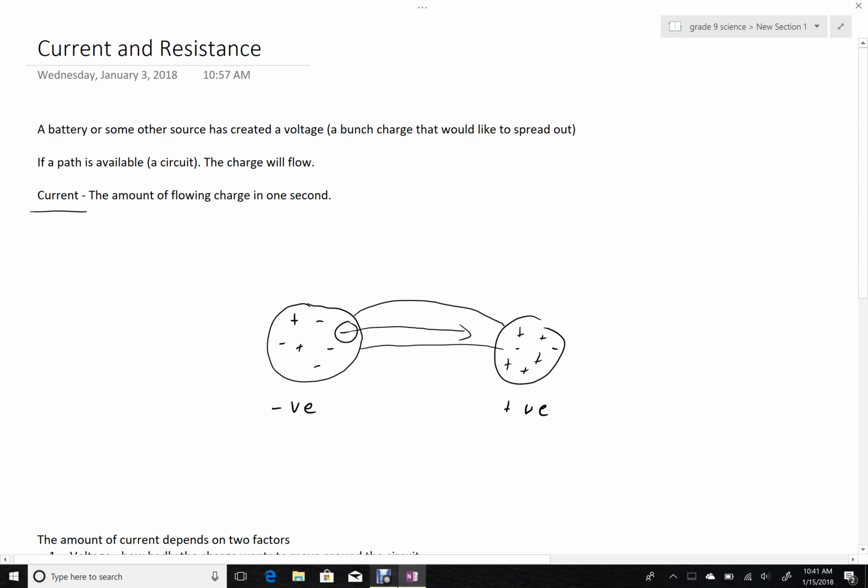Current is a measure of how many of those electrons are actually flowing from one section to the other section in 1 second. So current, for some reason we use the symbol I for current, is the amount of charge, Q, divided by the amount of time. So as these electrons start to move from one location to the next, how many electrons flow?